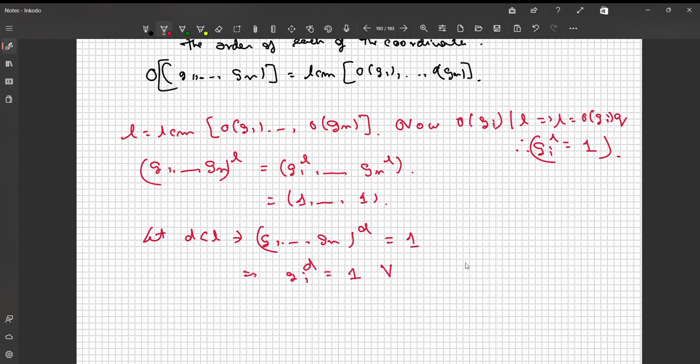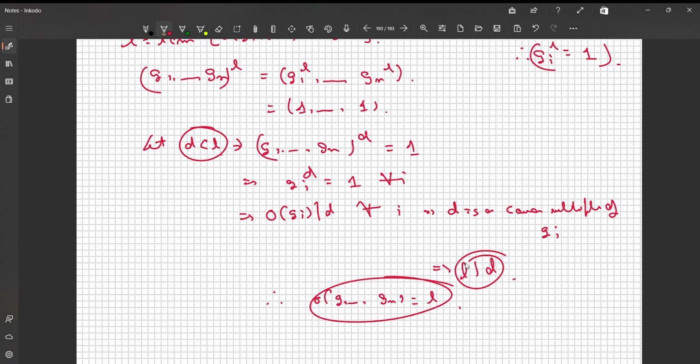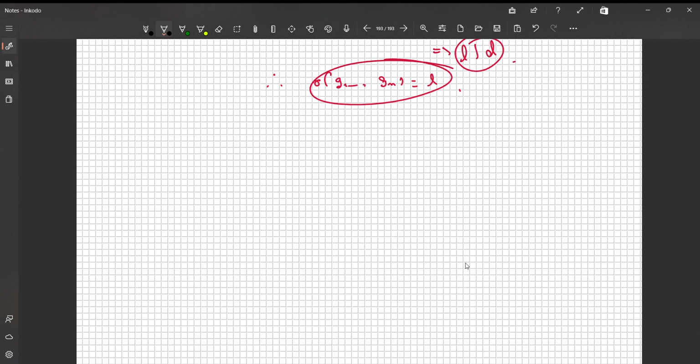What if we choose an order which is less than L? Suppose I choose D less than L, such that (g1, ..., gn) to the power D is the identity. But that implies gi to the power D is the identity for all i. But that implies the order of gi divides D for all i. But that implies D is a common multiple of these orders, right? But we know by definition L is the least common multiple. So that means L must divide D as well. Therefore, it contradicts the fact that D is less than L. Therefore, the least possible exponent such that this n-tuple raised to it is the identity is just L, right? Therefore, the order of (g1, ..., gn) is just L, right?